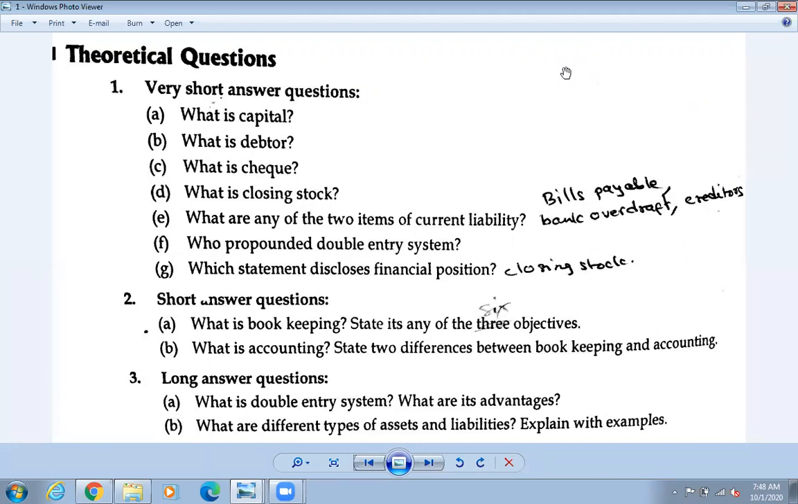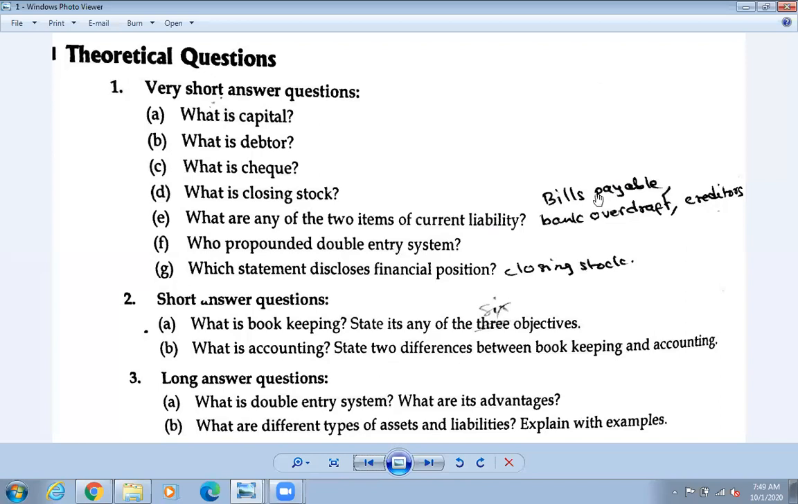For current liabilities, you can see page number 6. All of you, turn to page number 6. Look at short-term liabilities. Can you see? The examples are there: bills payable, creditors, bank overdraft, and outstanding expenses. These are examples of current liabilities. I have written a few examples, the items included in current liabilities. Current liabilities is also known as short-term liabilities.